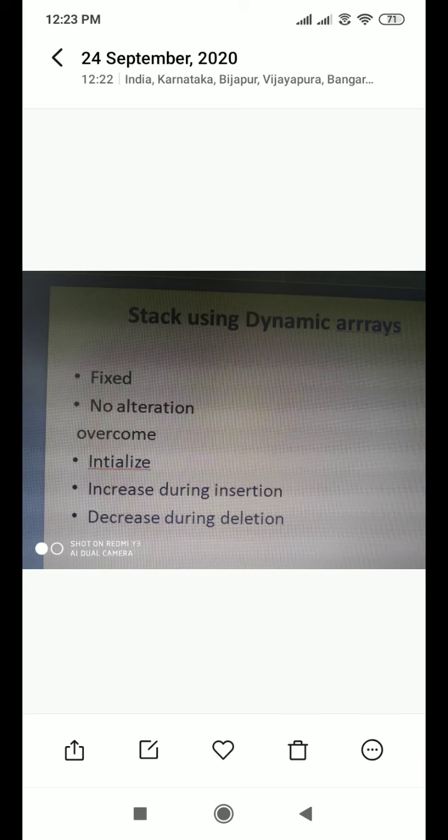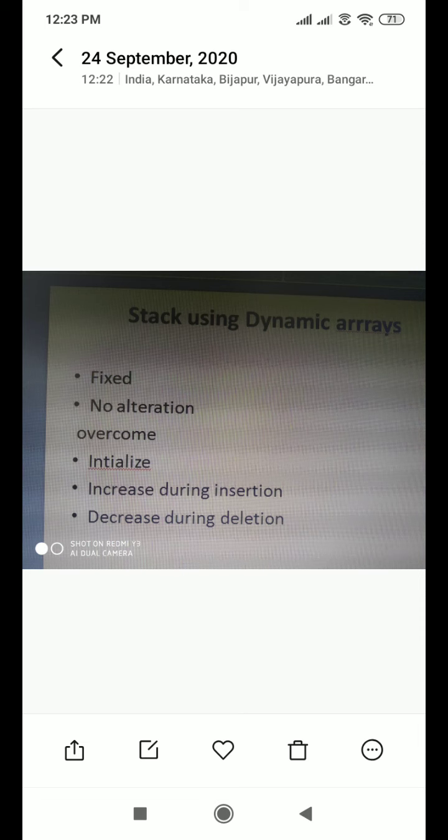In the last class I told you, if you declare the stack with a particular size, for example a stack array size of 5, you can store 5 elements. If you want to insert a 6th element, it leads to an overflow. To avoid this condition, we go for the stack using dynamic arrays.